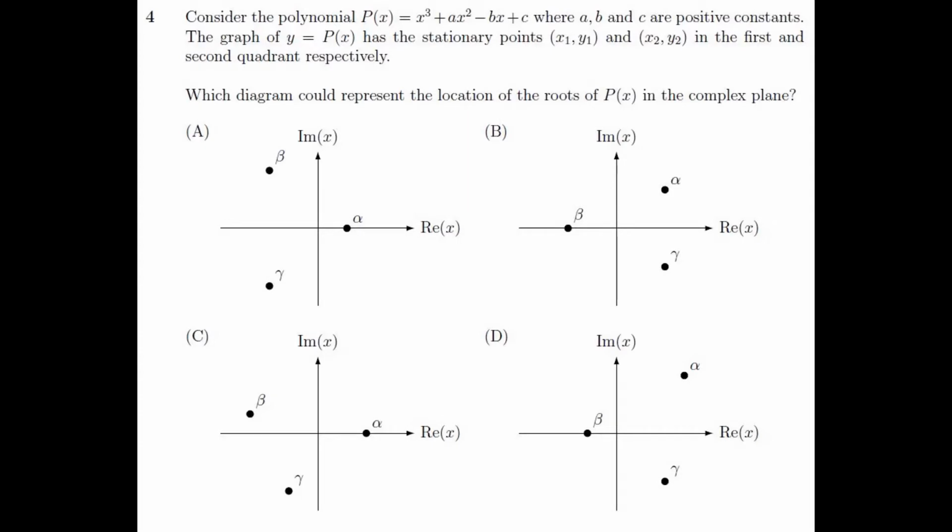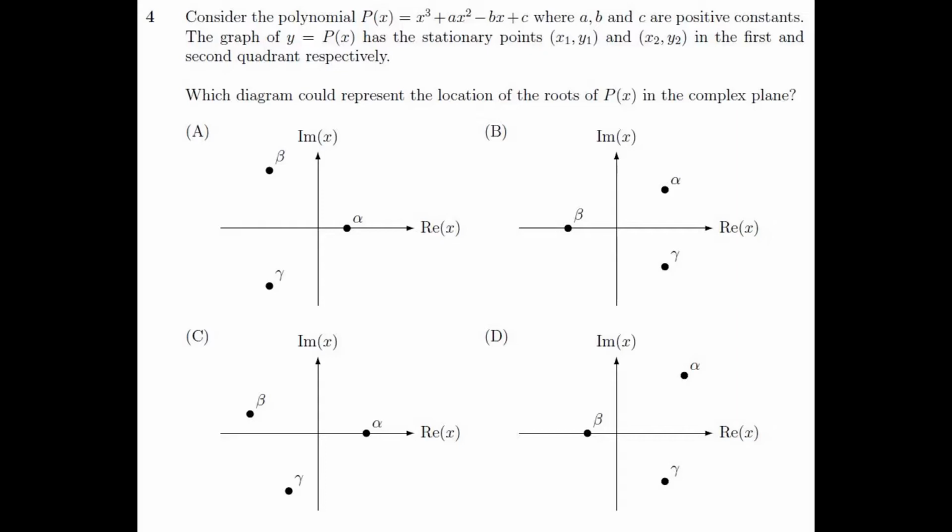In this video, I'll be answering question 4 of the 2020 Board of Studies Extension 2 trial paper, and this is a continuation of a series where I'm systematically working through all of the questions on this paper. So here in question 4, we're told to consider the polynomial p(x) equals x cubed plus ax squared minus bx plus c, where a, b and c are positive constants. The graph of y equals p(x) has stationary points (x1, y1) and (x2, y2) in the first and second quadrant respectively. Which diagram could represent the location of the roots of p(x) in the complex plane?